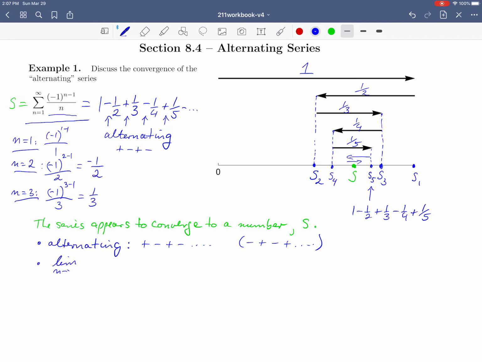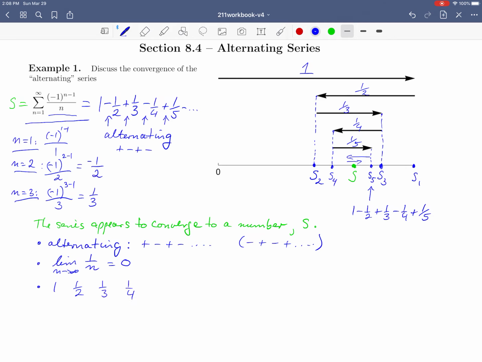Another thing, if you notice, the zeroing in happens because each successive term gets smaller and smaller, and the limit as n goes to infinity of 1 over n, if I just throw away the sign, I'm not looking at that -1 to the n minus 1, I'm just looking at the absolute value of those numbers, that seems to be going to 0 in our particular case.